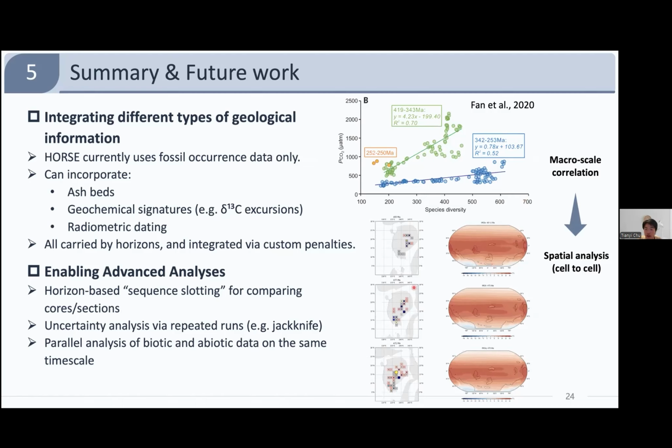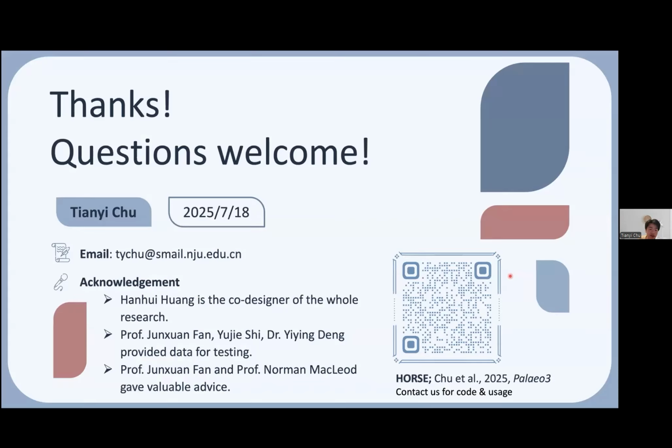But with HORSE, we can now align fossil and environment data horizon by horizon or cell by cell, making it possible to explore spatial heterogeneity and causal mechanisms in greater detail. For example, we can combine fossil records with isotope data, paleoclimate simulations, or Earth system model outputs within the same temporal framework. This enables more refined reconstructions of biogeography and more robust tests of environment-driven macroevolutionary dynamics.